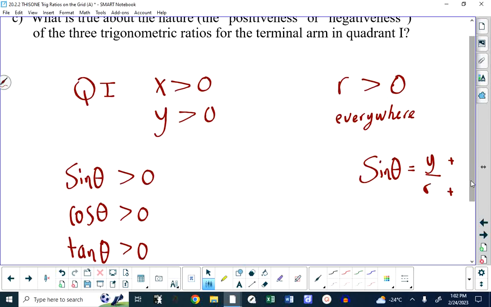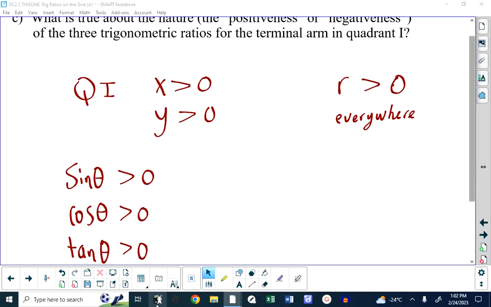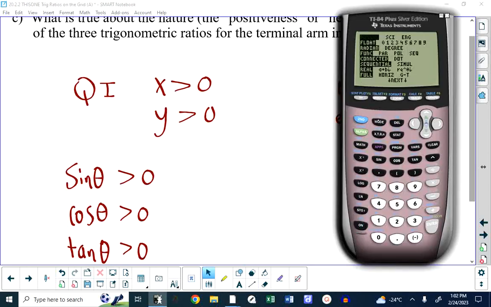So what does this mean? It means if you were to take your calculator, and this is going to be no surprise, but if you were to take your calculator, make sure it's in degrees, and pick any angle in quadrant 1. It's got to be more than 0 degrees and less than 90. 1 degree, and take the sine of 1 degree. You're going to get a positive number. 35, take the tangent of 35. You're going to get a positive number. In this quadrant, all of the trig ratios are positive.